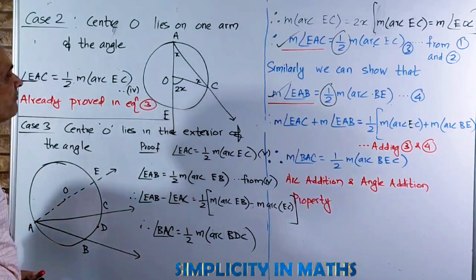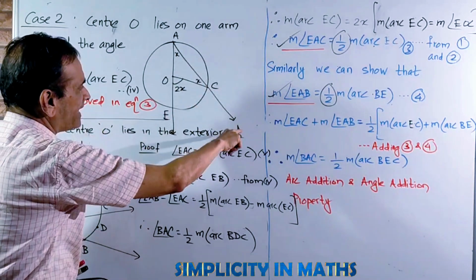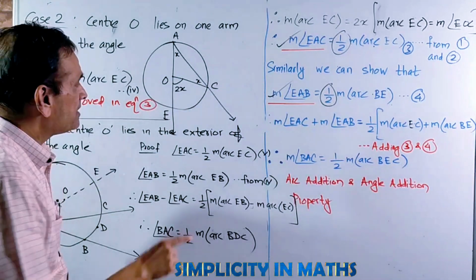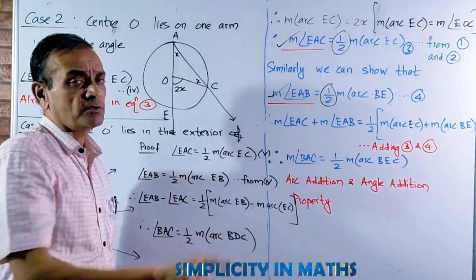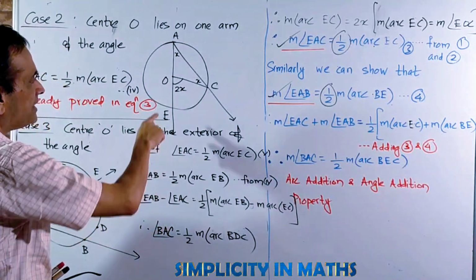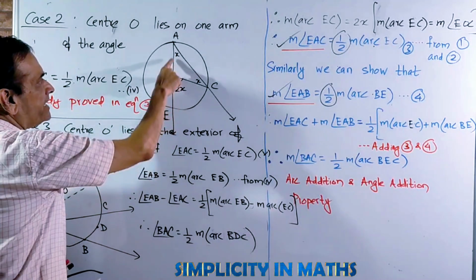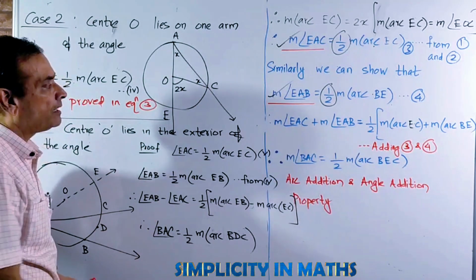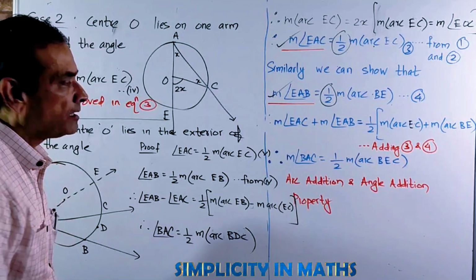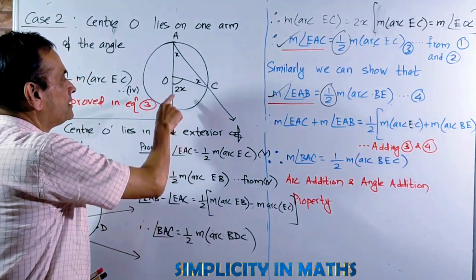Center O lies on one arm of the angle. Angle EAC, one arm. What was in case 1? Center O lies in the interior of the angle. Because it lies on one arm, what have we got? You can see the diagram. We have got angle EAC, which is the inscribed angle, and you have got arc EC, which is the intercepted arc. Again, this is x, isosceles triangle. This is 2x.